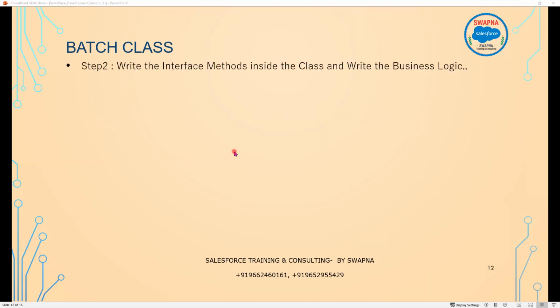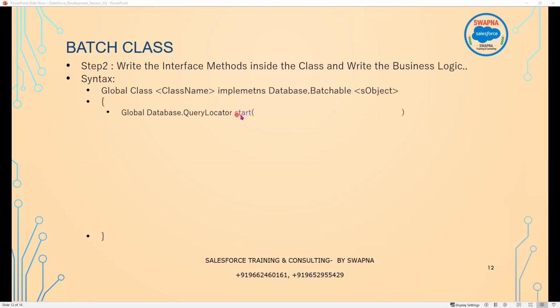And step 2 is write the interface methods inside the class. That means now we have written the class. The high level class is done. Now we need to implement the methods for the interface. What are the methods that we have? One is the start method. For the start method, the return type is Database.QueryLocator, right? The second method is the execute method, and the third one is the finish method. These three methods are important: start, execute, and finish.